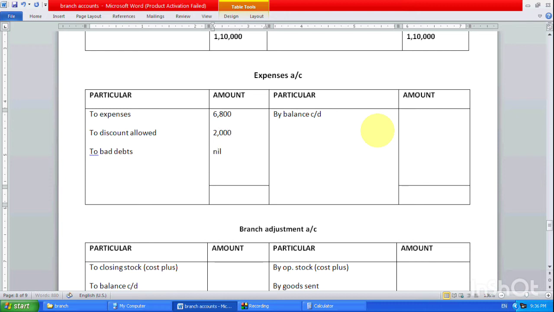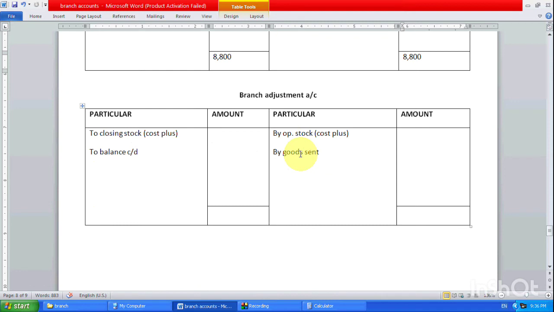There is no bad and doubtful debts, so you can write here nil. By balance carried on is 8,800. So the total ledger balance is 8,800 and by balance carried on is also 8,800. Okay, to tally this one we have to write, ledger should be tallied 8,800 and 8,800.